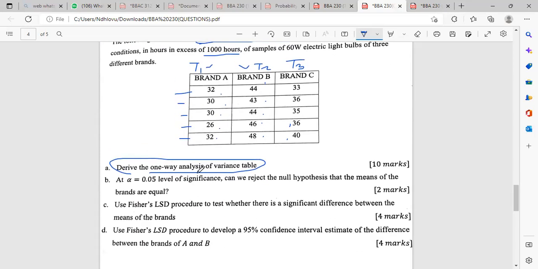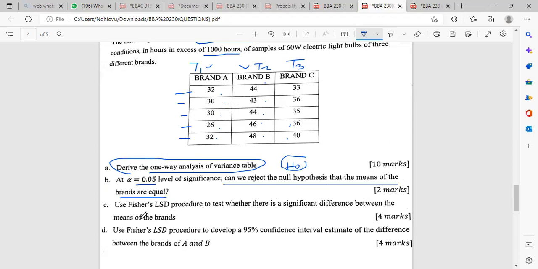So now we are supposed to develop that, for 10 marks. After that, we always test for the mean difference. At alpha 0.05, can we reject the null hypothesis that the means are equal? So can we reject the null hypothesis, H naught? Similar to the one we have been doing right now. Here we are going to get to the solution quickly so that I can explain.